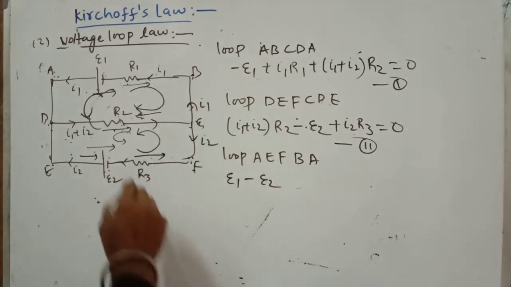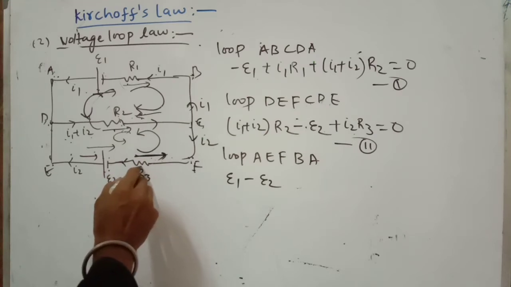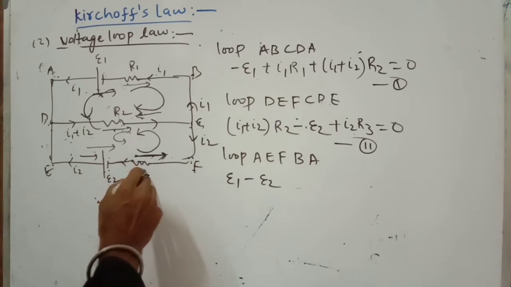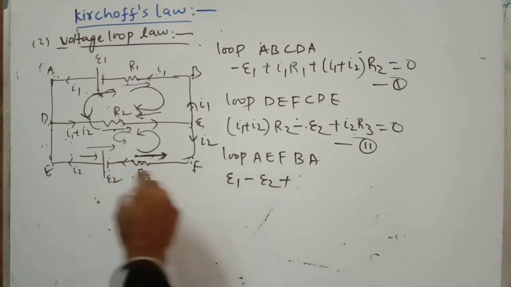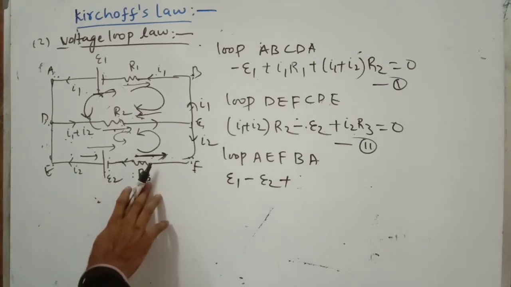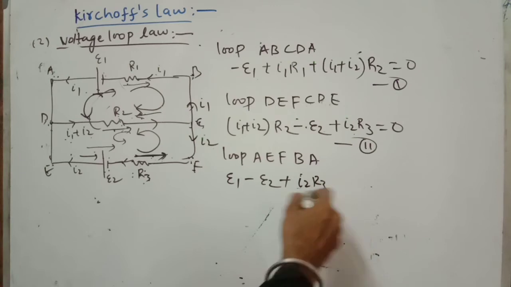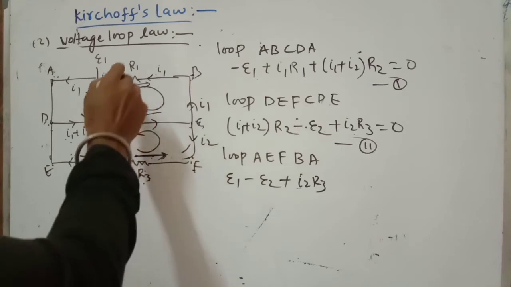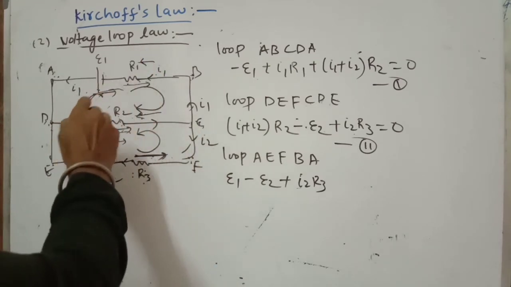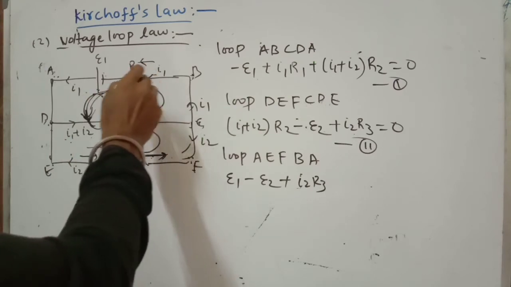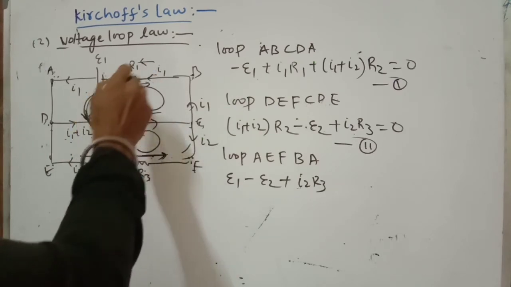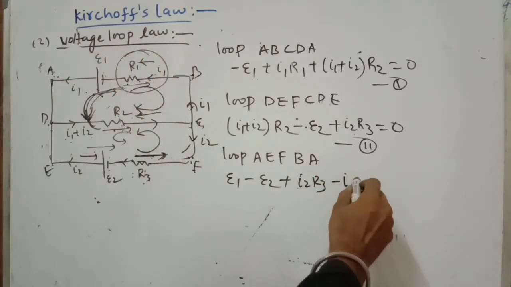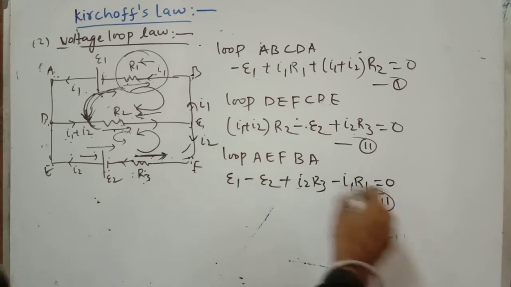minus E2. And here my direction is this one, and the current passing through R3 is opposite to my considered direction, so the potential difference across R3 is positive, that is I2 into R3. Next comes another resistance. Here my direction is this one, and the current direction is the same as my considered direction. So the potential difference across R1 we write as negative I1 R1, equal to 0. So this is the third equation.